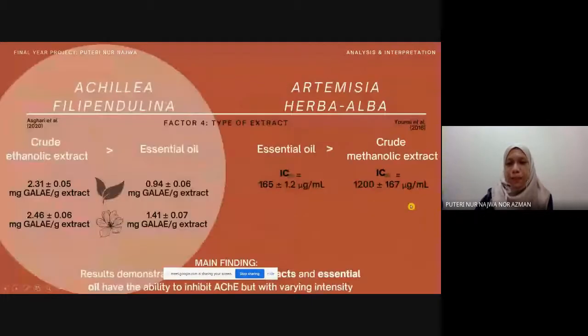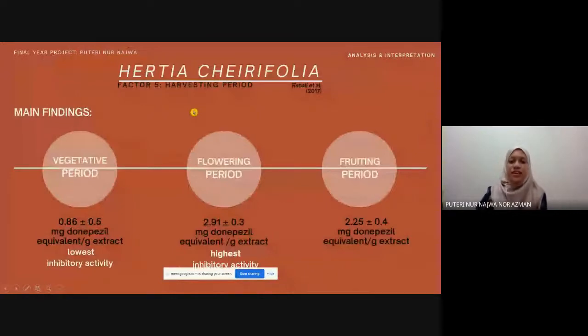Moving on to factor number 4, which is type of extract. Both plants demonstrated that both crude extract and essential oil have the ability to inhibit the enzyme acetylcholinesterase, but with varying intensity. As we can see here in Achillea filipendulina, the crude ethanolic extract recorded the better anti-AChE inhibition, whereas for Artemisia herba alba, it is stronger in essential oil. Factor number 5, which is harvesting period, also plays an important role to influence the anti-AChE activity, whereby the extract in flowering period recorded the highest inhibitory activity.